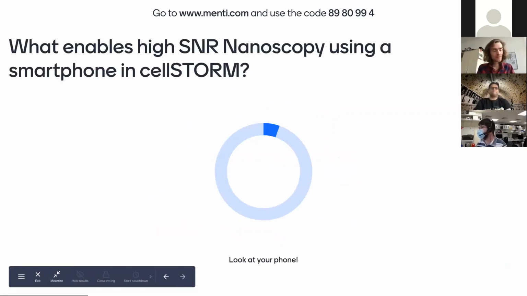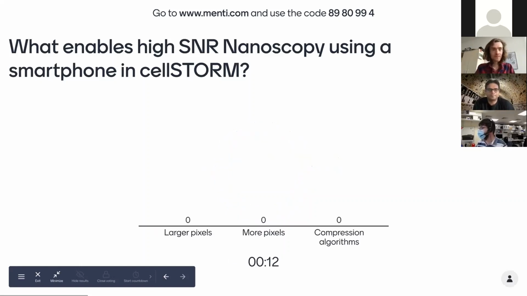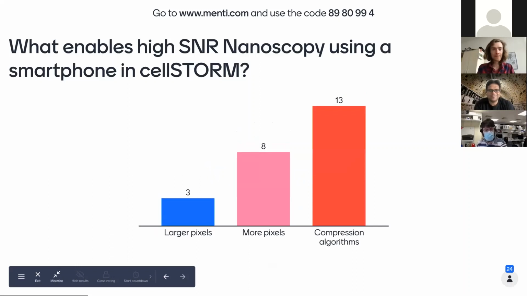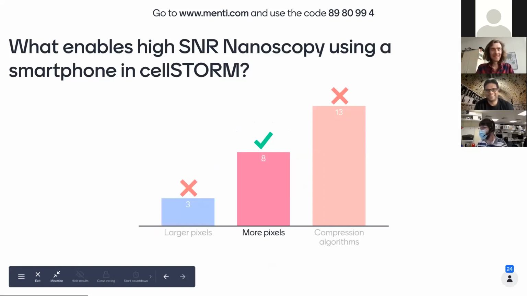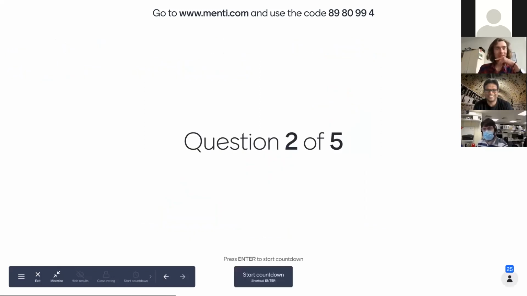I mean, Ben, I can maybe help even with this because it's sometimes hard to make these questions short enough so they fit. But I think this should be quite what enables high SNR nanoscopy using a smartphone in cell STORM. And I think, having listened to Ben, okay. More pixels was the easy answer. People want compression algorithms. Those are probably quite a lot of mathematicians in the audience. Image analysis people. That really is the question I was asking. Okay.